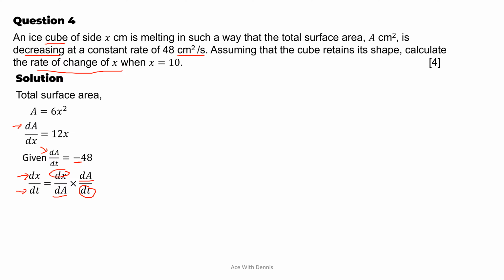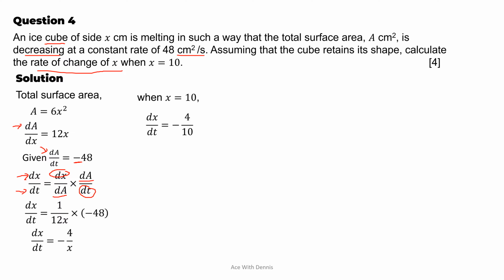Now dx/dA will be 1 over 12x, and dA/dt will be negative 48. So we combine them together, we get negative 4 over x. Then we want to find what is the rate of change of x when x equals 10. Therefore, just substitute x equals 10 into this dx/dt, we get negative 4 over 10. Simplify, we get negative 2 over 5 cm per second.